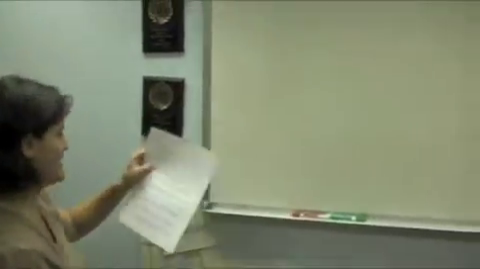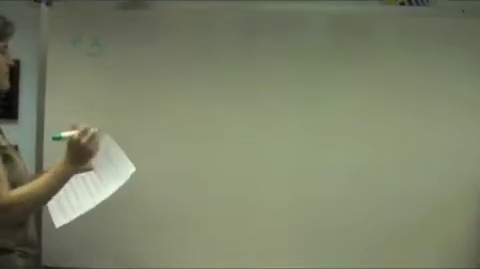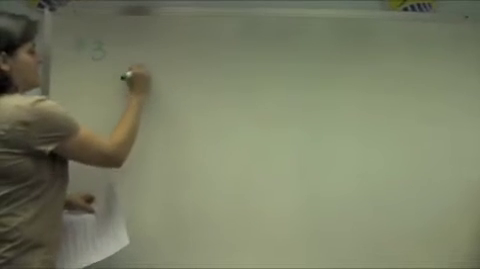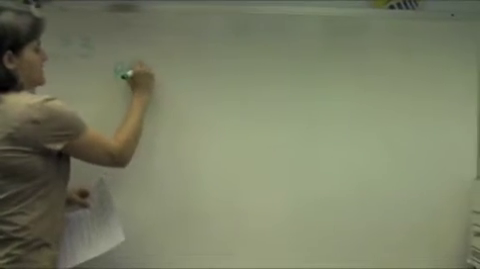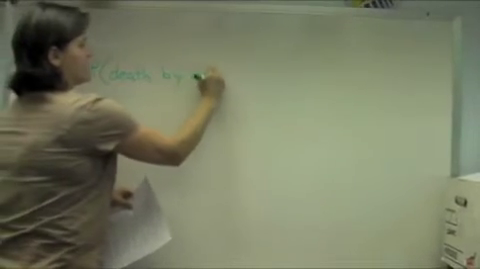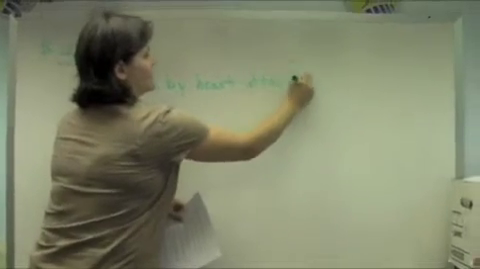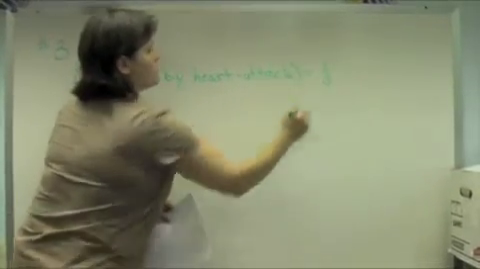I'm going to work number 3 on this handout. 1/3 of all deaths are caused by heart attacks. 2 randomly selected deaths are chosen. So this is number 3. And notice we know that the probability of death by heart attack is 1/3.